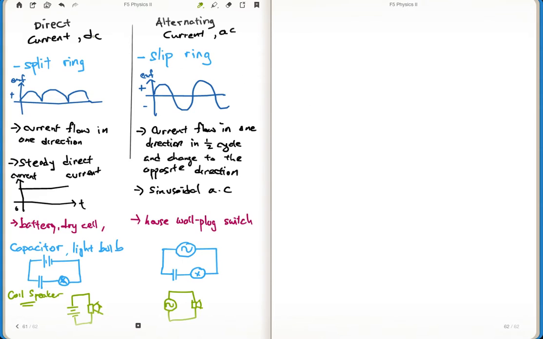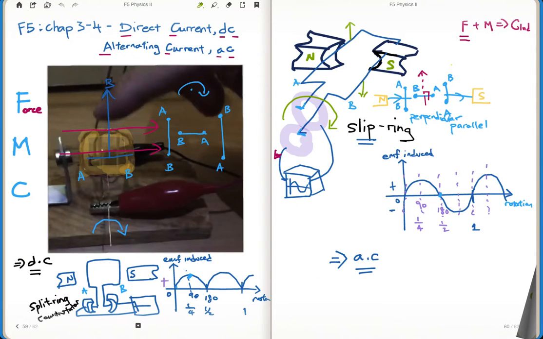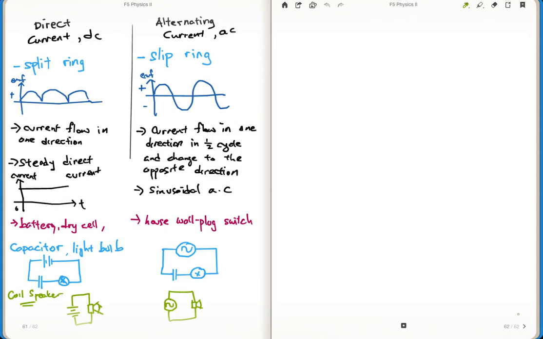Now as for direct current, DC, in order to get direct current, you need a split ring. I mean, you split the two. For alternating current, AC, slip ring. I mean, you slip through it. So this is how the configuration looks. Direct current, split ring. Alternating current, slip ring. AC, you slip through it. Alternating current, so you alternate. So this is how alternating current and direct current look.